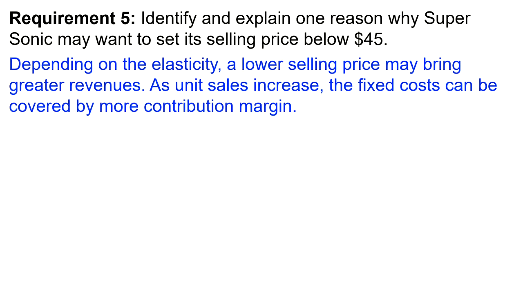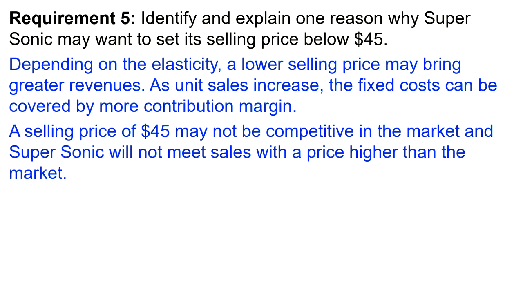Depending on the elasticity, a lower selling price may bring greater revenues. As unit sales increase, the fixed cost can be covered by more contribution margin. A selling price of $45 may not be competitive in the market, and Supersonic will not meet sales with a price higher than the market. And so we may make more money overall if we're able to lower the price and sell more units. That would be advantageous, depending on the elasticity of the product.